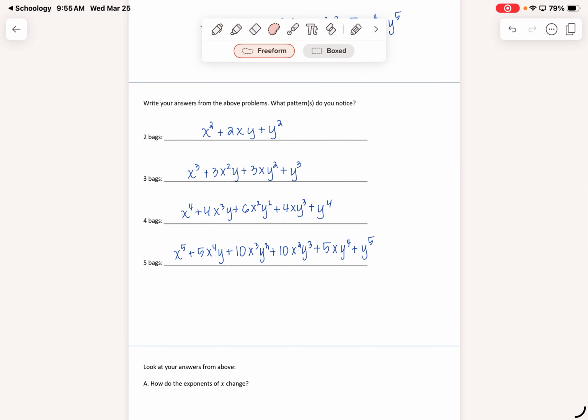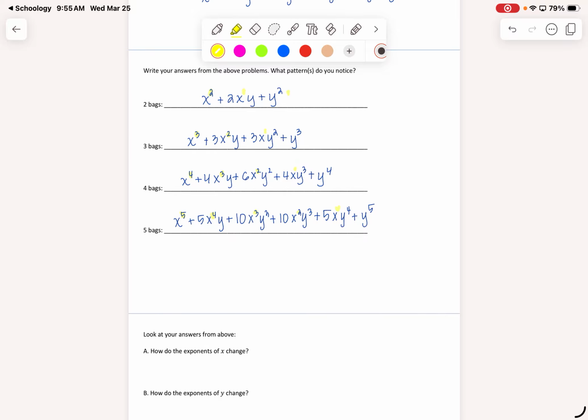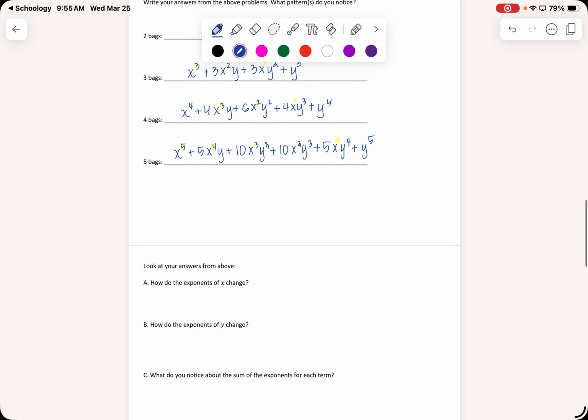Okay, it says look at our answers from above. So let's look for patterns here. How do the exponents of x change? Let's get a highlighter color out. I'll use yellow. If you look at the exponents on x, this is a 2, this is a 1, and there's 0 here. 3, 2, 1, 0. 4, 3, 2, 1, 0. 5, 4, 3, 2, 1, 0. So if you notice, the exponents on the x values, or the first term, are decreasing by 1. That's part of why I was able to do it so fast from memory. I knew that was happening.